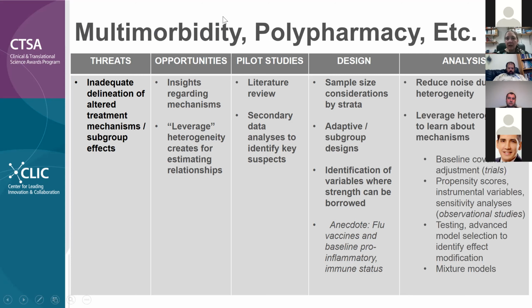And then finally, what does analysis do? Well, first, reduce noise due to heterogeneity, as well as leverage heterogeneity to learn about mechanism. I think it's underappreciated that baseline covariates can be adjusted for validly in trials and have the potential to gain substantial precision if done in an appropriate way. There are causal methods by which one can try to reduce a highly dimensional set of covariates into a much smaller one. Propensity scores are a key example.